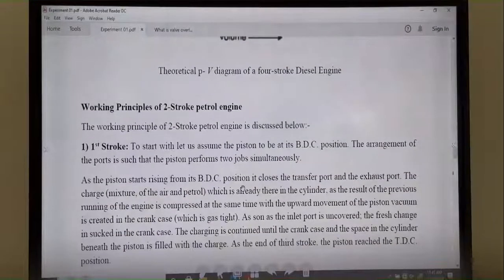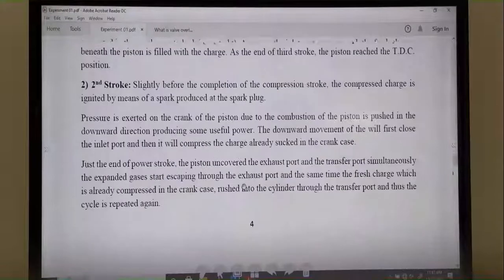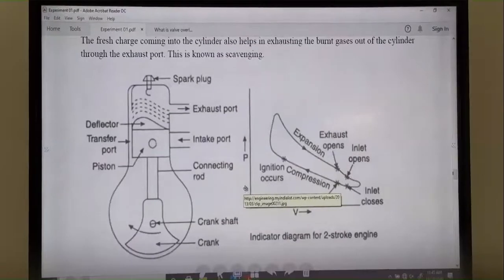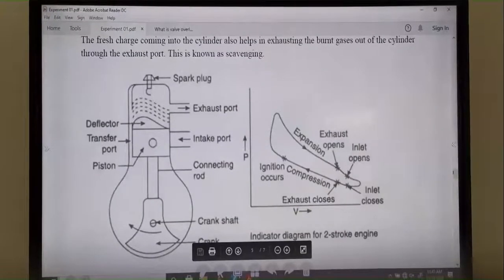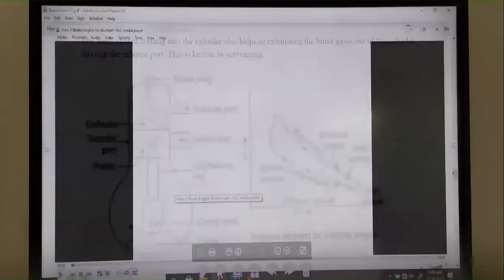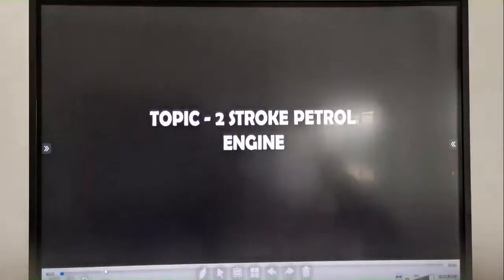Then we study a two-stroke petrol engine. I think we can study this along with this animation. That's very easy to understand.